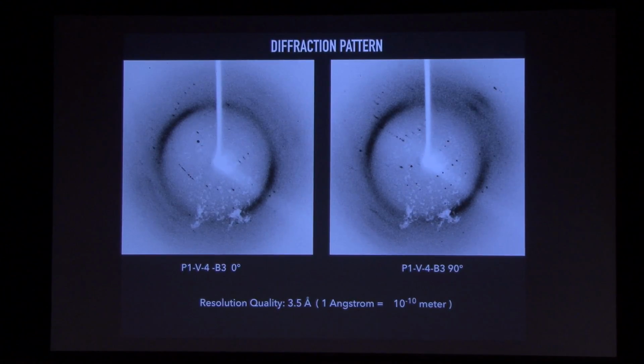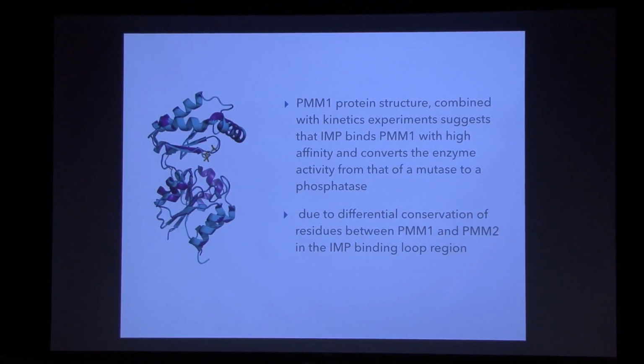However, already from this diffraction pattern, we can tell that the structure is similar to the published results of the PM1 structure. This published structure of PM1 concludes that the PM1 protein structure combined with kinetic experiments suggests that IMP binds PM1 with high affinity and converts the enzyme activity from that of a mutase to a phosphatase. And it might just be due to differential conservation of residues between PM1 and PM2 in the IMP binding loop region. So it does support our hypothesis of the primary function of the PM1 protein.